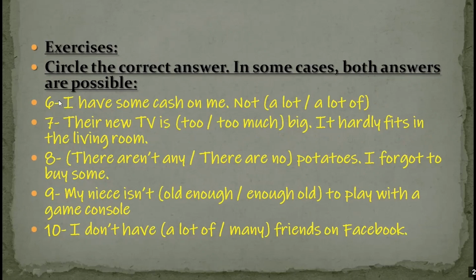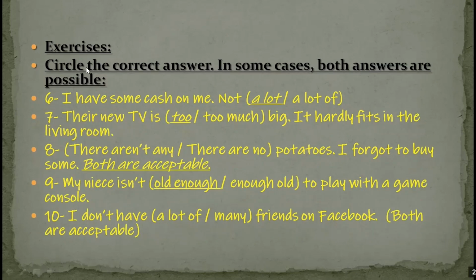Let's do the same thing. Read the sentences from 6 to 10 and then choose the right answer. In some cases, both answers might be possible. Pause the video. Okay. I have some cash on me, not a lot, because we ended the sentence at this part. We don't have a noun, so just say not a lot.